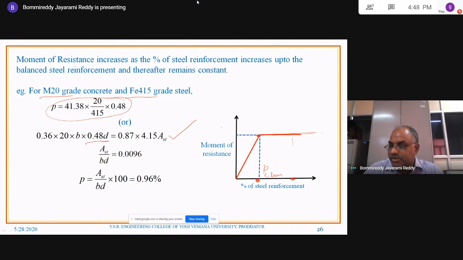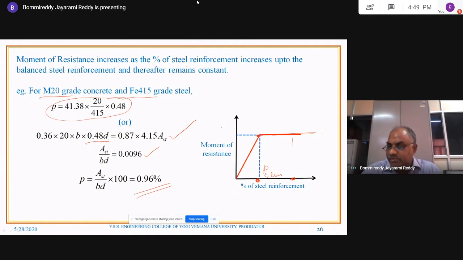What is XU? XU is nothing but XU maximum, equated to 0.87 FY AST. If you substitute all this, you know B and D, and you know AST. So AST by BD and all other numerical values, you will get 0.0096. AST by BD. What is percentage? AST by BD into 100. That means this value multiplied by 100. So 0.96.